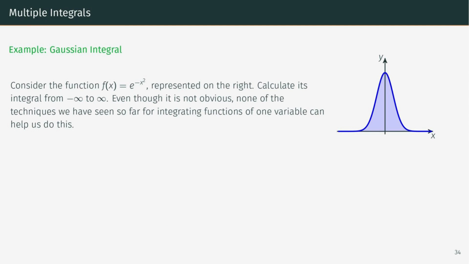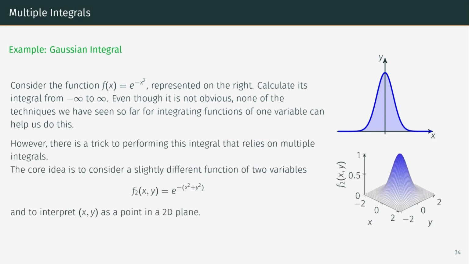Next, let's consider the Gaussian integral. Consider the function f of x equals e to the negative x squared power. This is represented on the right. If we want to calculate its integral from negative infinity to infinity, even though it might not be obvious, none of the techniques that we have seen so far for integrating functions of one variable can actually help us to do this. However, there is a trick to performing this integral that relies on multiple integrals.